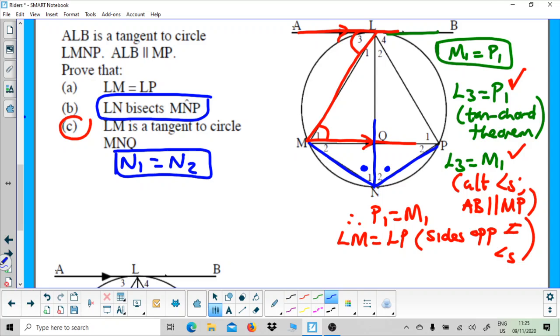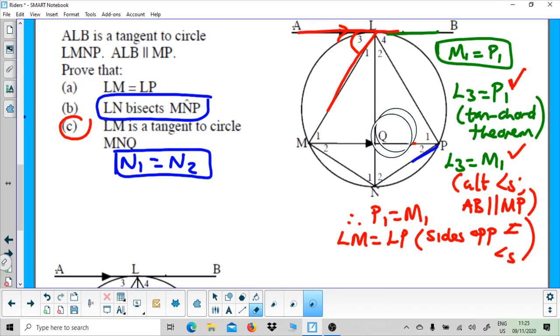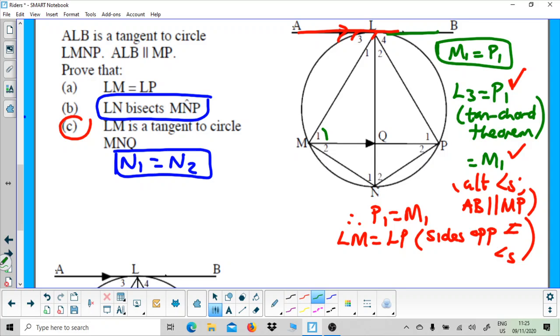So how do you prove now that N1 is equal to N2? Let's see if I can find a fast way of doing it. I don't seem to have a very fast way of doing it. I'm seeing that L3 will be equal to N1, and what else will be interesting? L4 will be equal to N2, but those are two different angles. I hope you are seeing a faster way. What did we prove initially? That M1 was equal to P1. So this one being equal to that one.